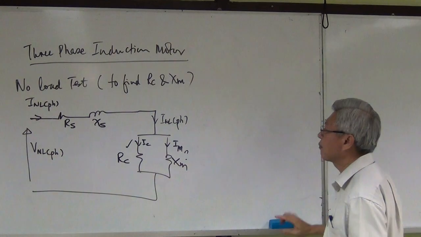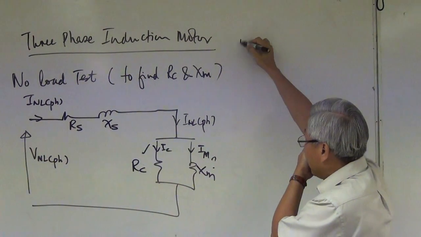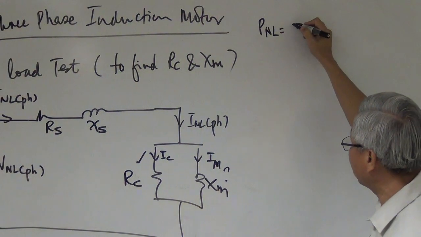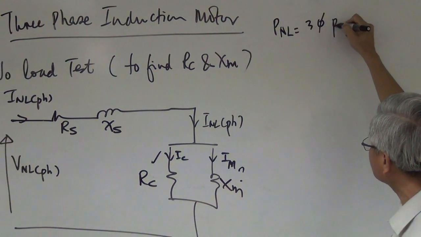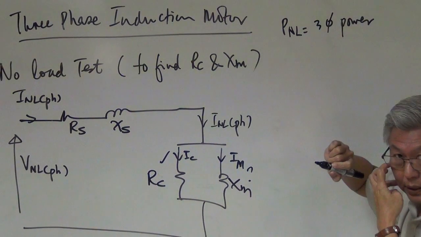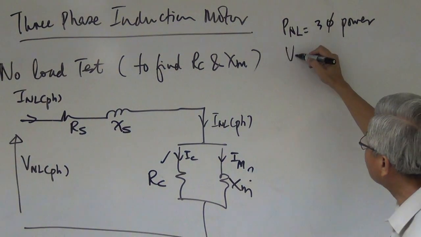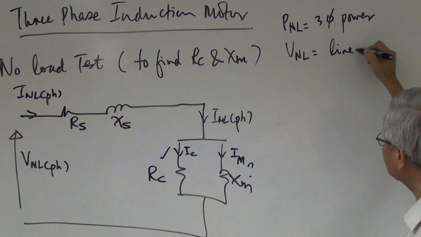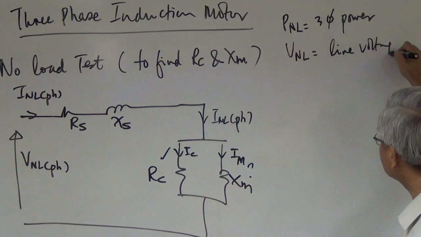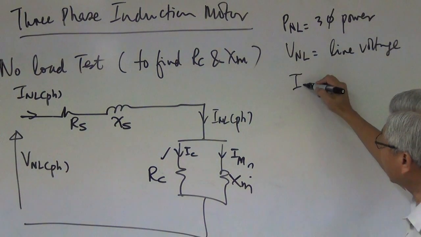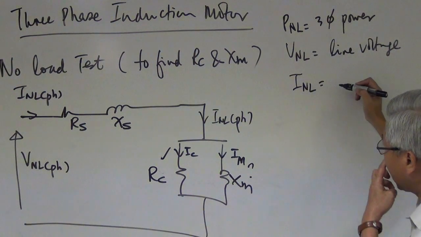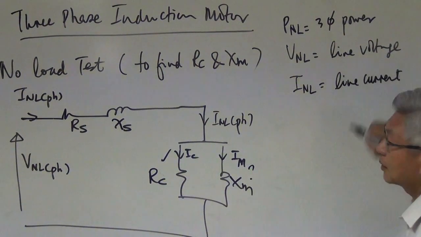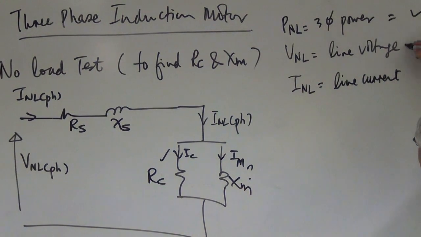Okay, what is it? You have a power meter reading. The power that you measured is actually a 3-phase power. 3-phase power. Okay, and then you measure the voltmeter. That is a line voltage that you are measuring. Line voltage. Okay, and you measure the line current as well, the no-load current, which is a line current. Okay, so you measure them.